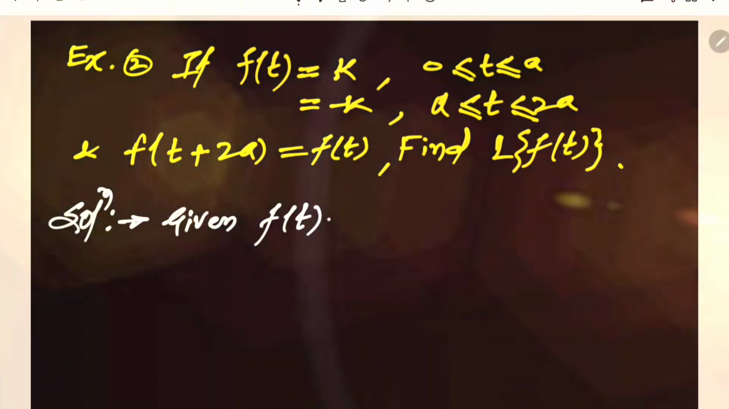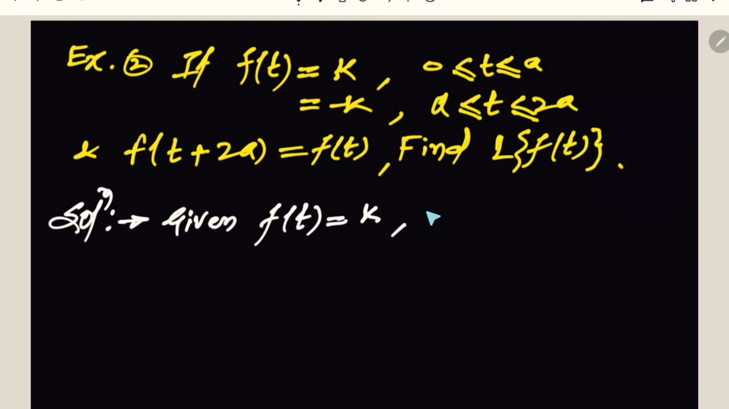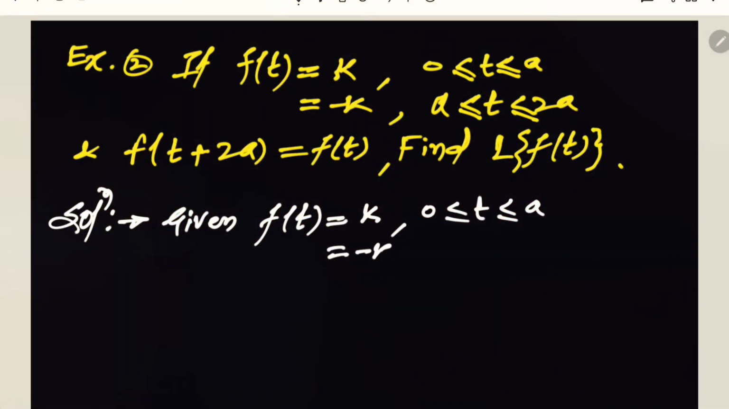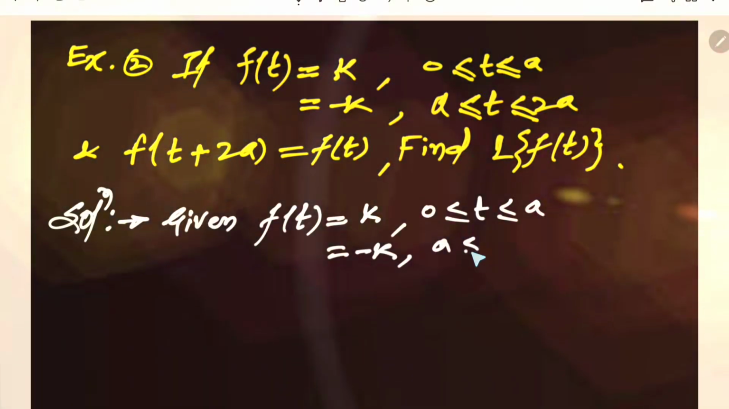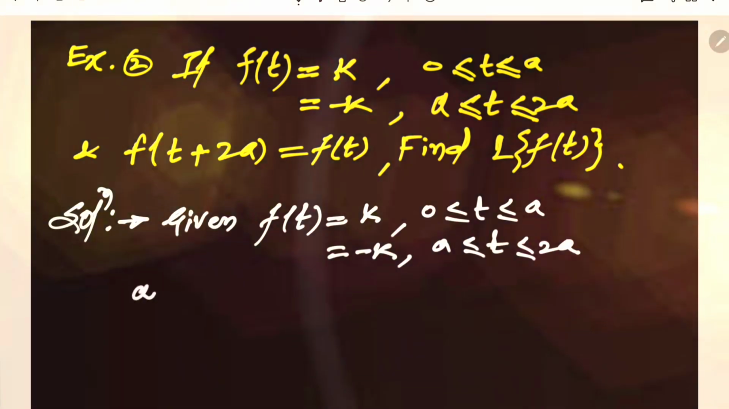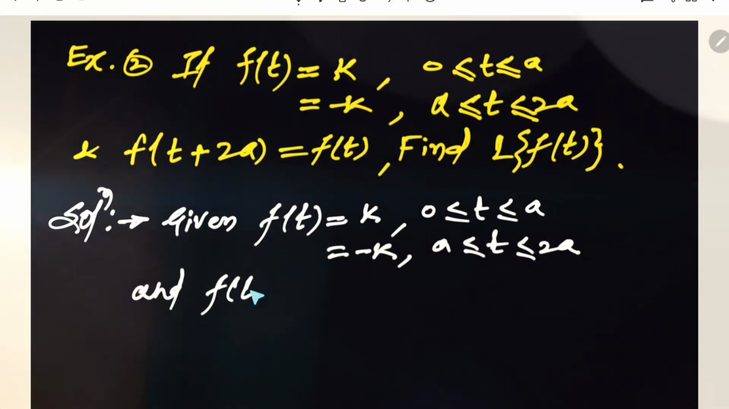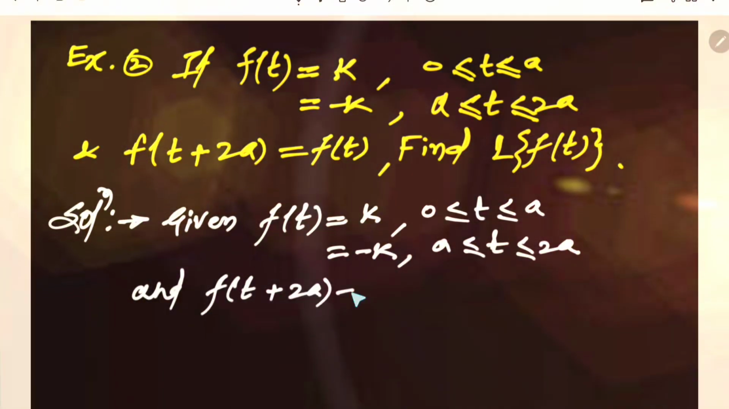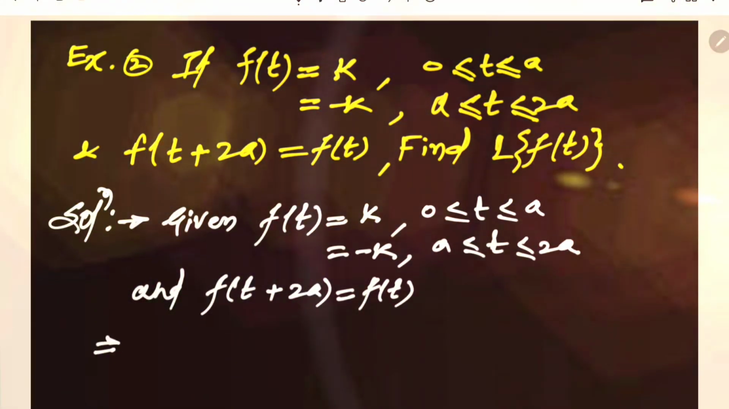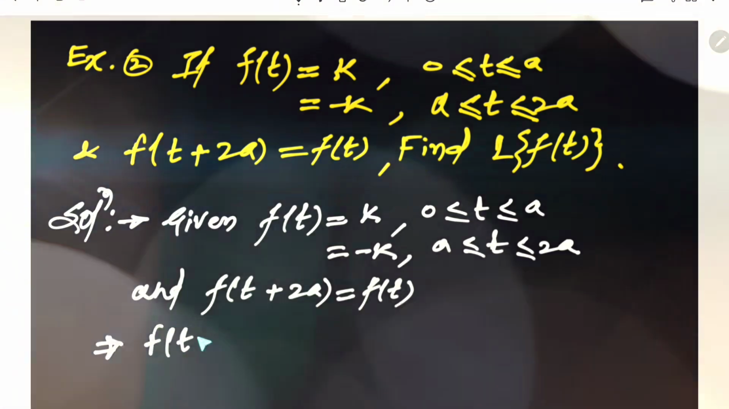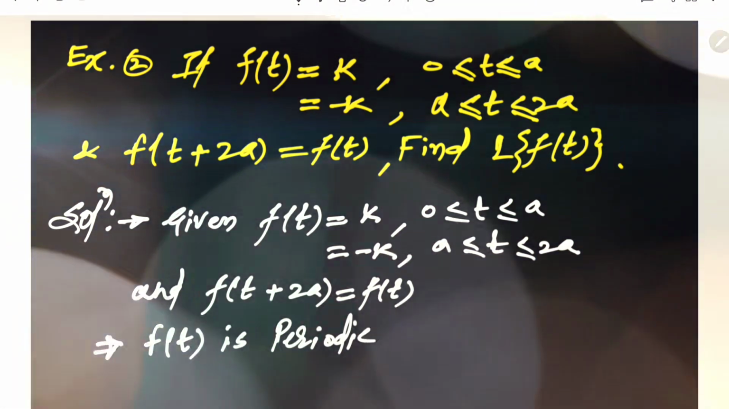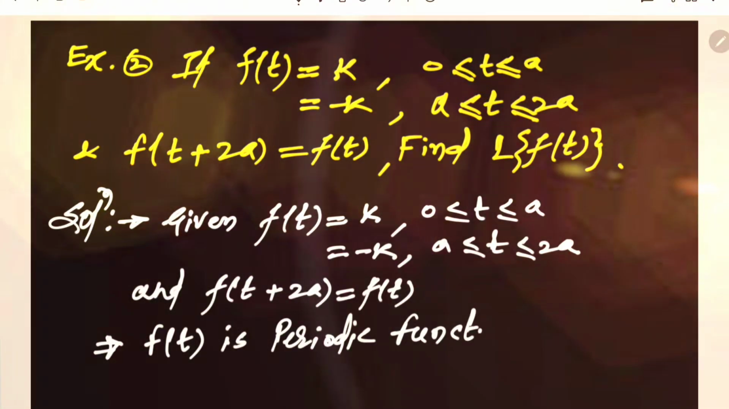Therefore, we write down once again the given f of t as k for 0 less than or equal to t less than or equal to a, and the second value as minus k from a to 2a, and the capital T as 2a is the period of that periodic function. Means after every 2a, the same cycle is repeated. If we try to draw the figure for this function, we get a square waveform.